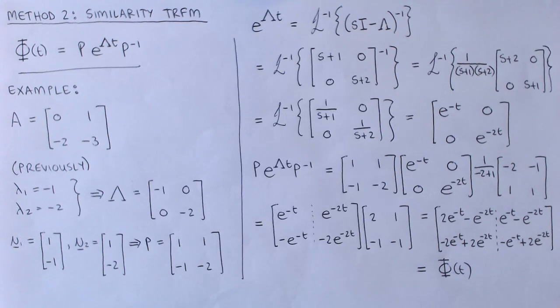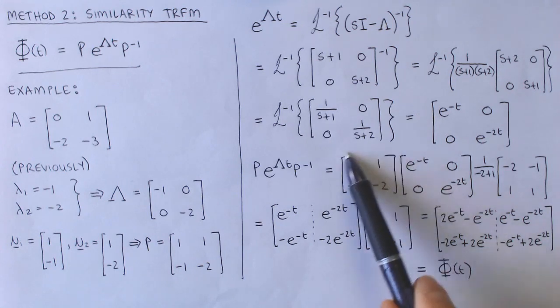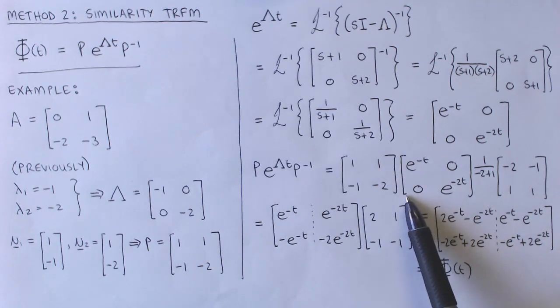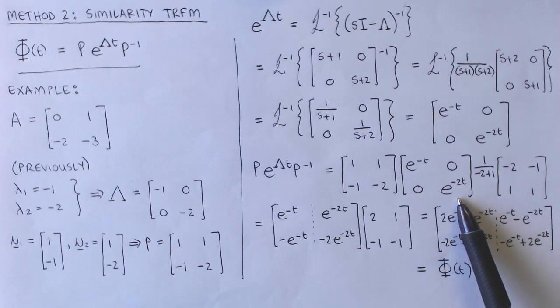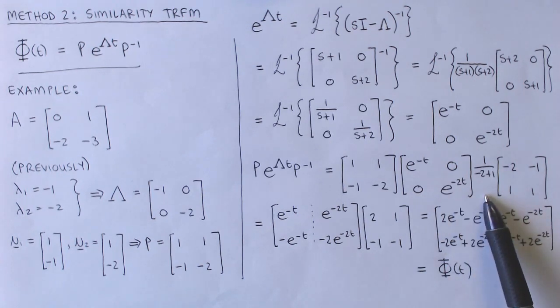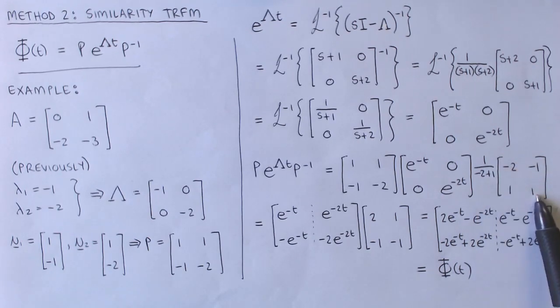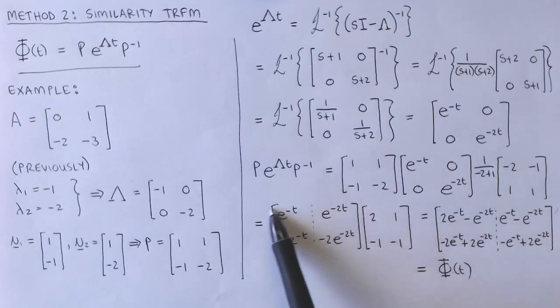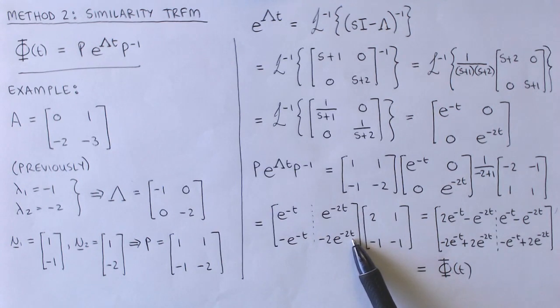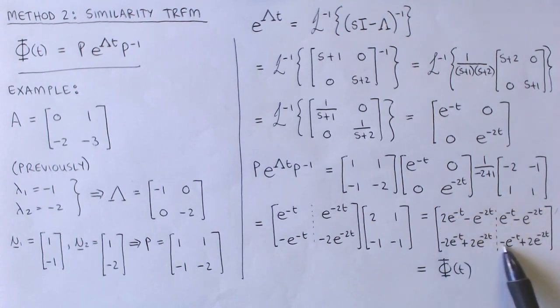We now have all the different components necessary to calculate the state transition matrix. We have P, we have the matrix exponential of lambda t, and we can calculate the inverse of matrix P as 1 over the determinant times the adjoint matrix. The first two matrices multiplied together form this matrix, and after multiplying with the inverse of P, we get the state transition matrix, which is the same as the one calculated in the previous example.